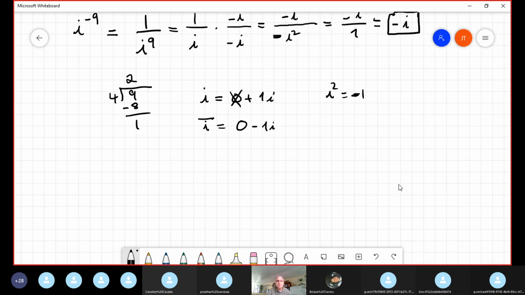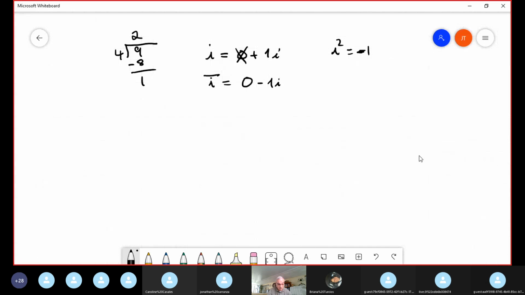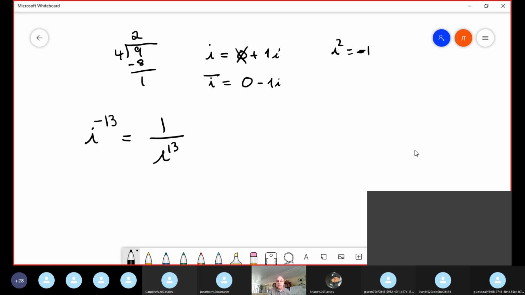Okay, let me try another one, and let's see if you understand or not. Okay, i to the negative 13. We are doing powers of i using negative exponents. The negative exponent means reciprocal. Do you understand this? It's 1 over i to the 13. Do you understand this or no? Yes, Angelica Gonzalez, yes. The rest of the students, yes? Reciprocal, negative exponent, reciprocal. Okay, great.